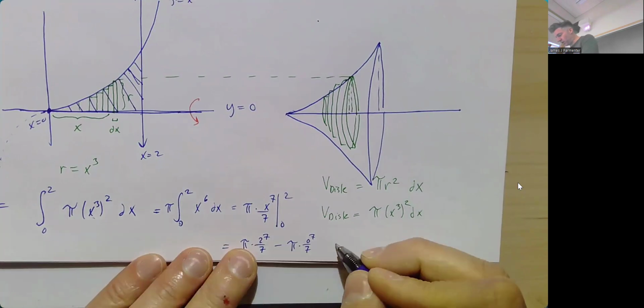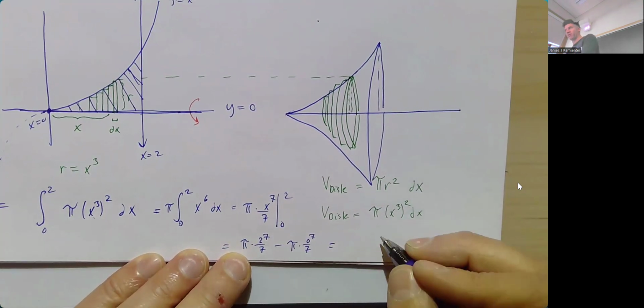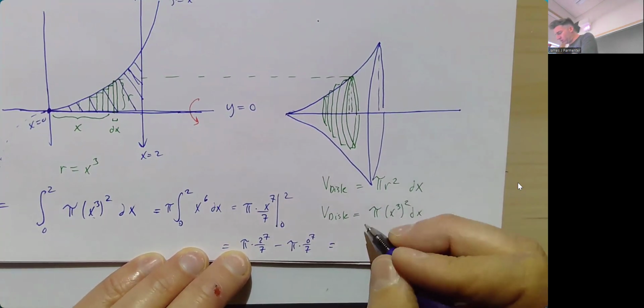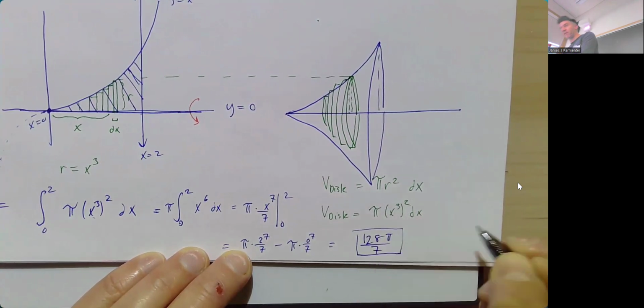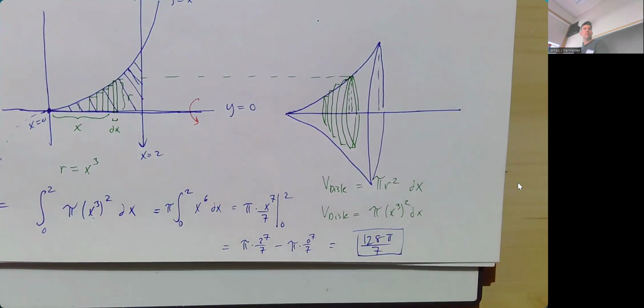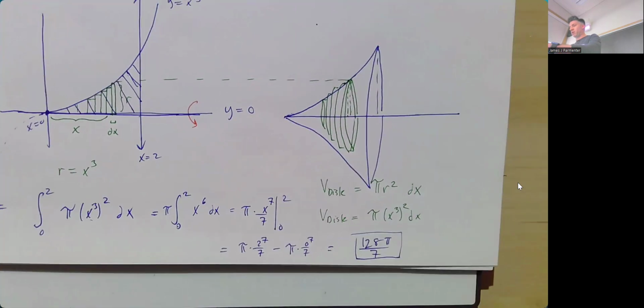So here you would just get pi times 2 to the 7th over 7. And 2 to the 7th is what? 128? Sure. 128 pi over 7. Or just leave it as 2 to the 7th pi over 7. So that's the very general idea about how to find the volume of revolution. You do pi times your function squared dx, and then you integrate from as far left to as far right. Now, sometimes things are not quite so easy.